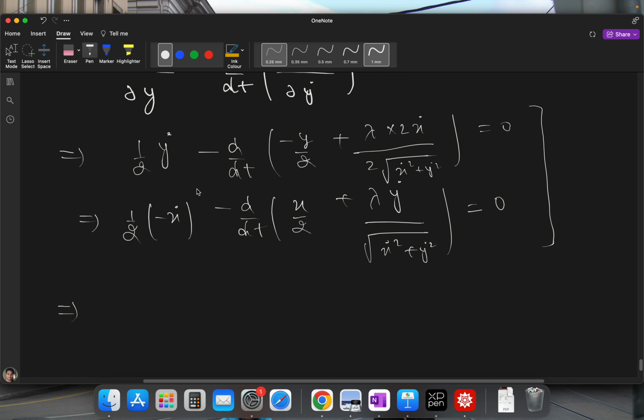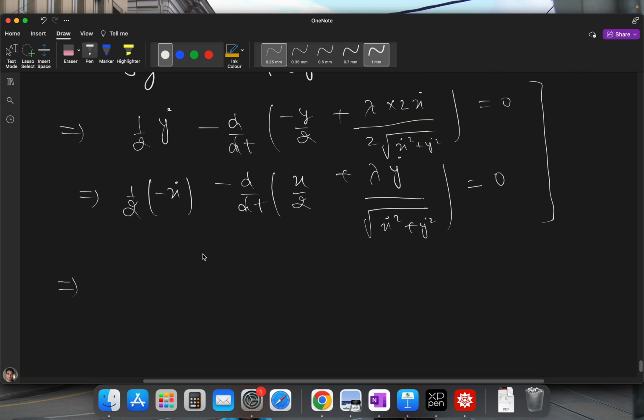Yes, you can also integrate, because here dt is the independent variable on both sides, right? Because y dot we can also write as dy by dt, and x dot we can also write as dx by dt. So we can directly integrate it. Okay, fine?